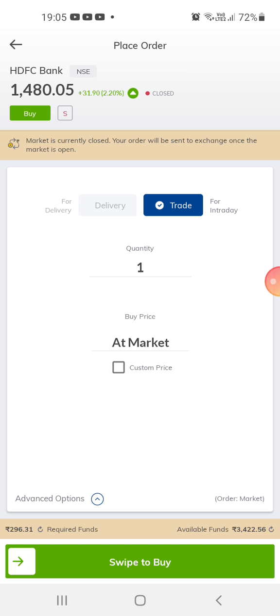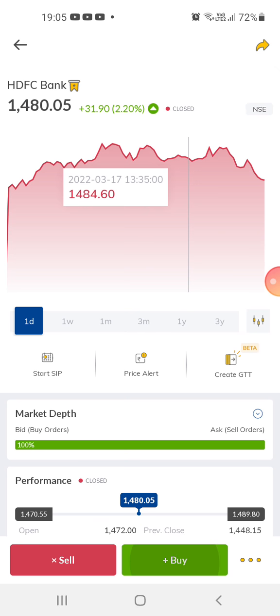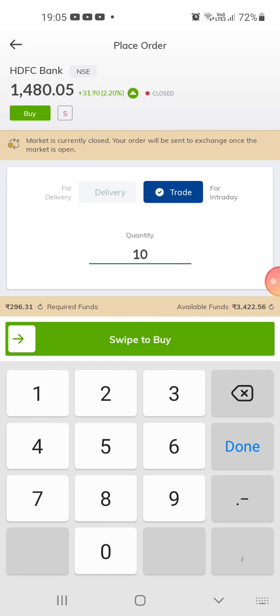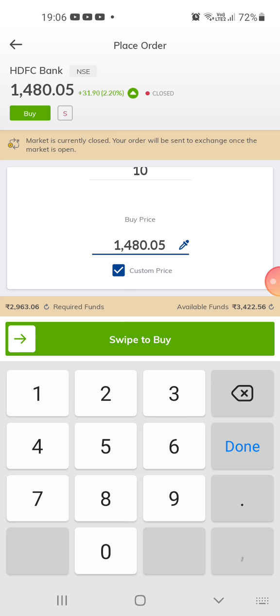If the amount is low, then you can consider this a very high risk trade. If the amount is a little bit high, then it is a low risk trade. So by this trading amount you come to know whether it's a high risk or a low risk. And if you want to trade the share, like say 10 shares, you can type your 10 shares, then you can write the custom price.